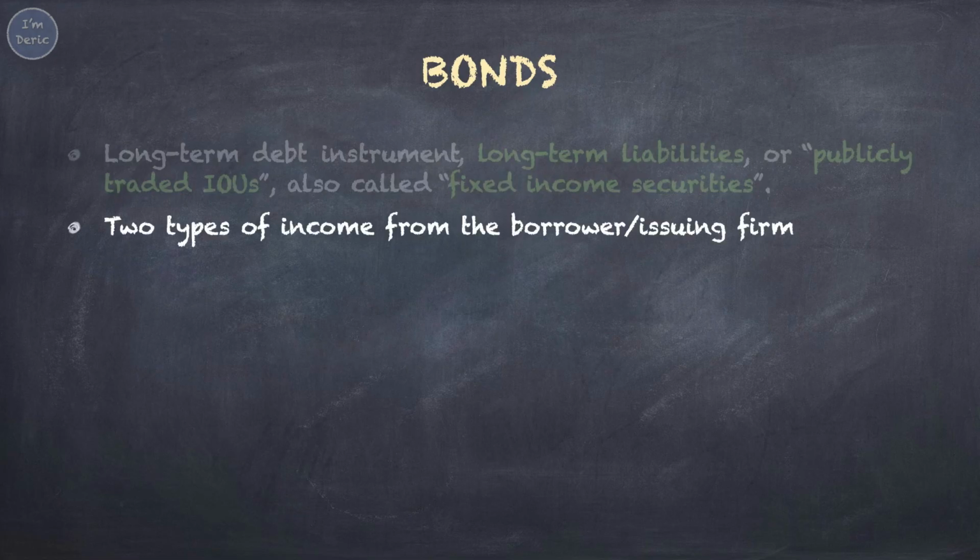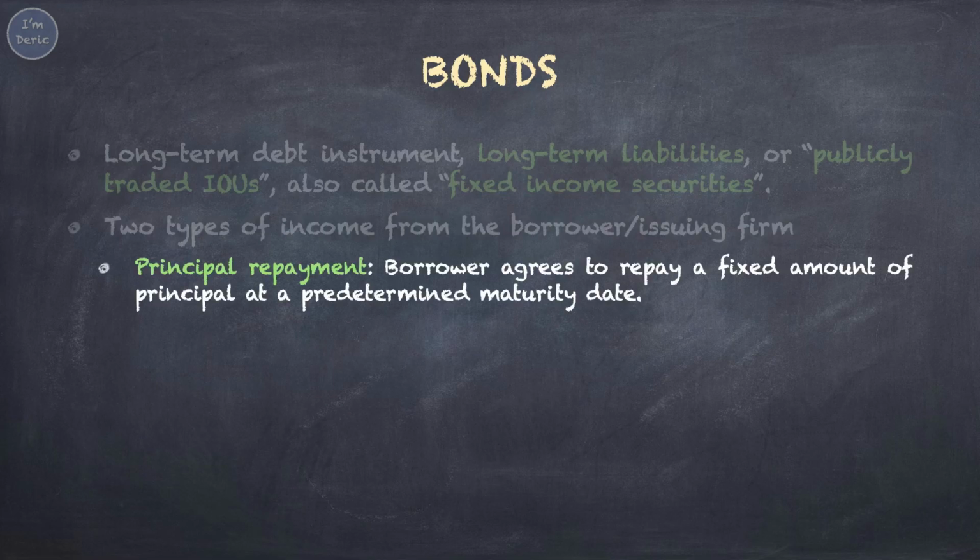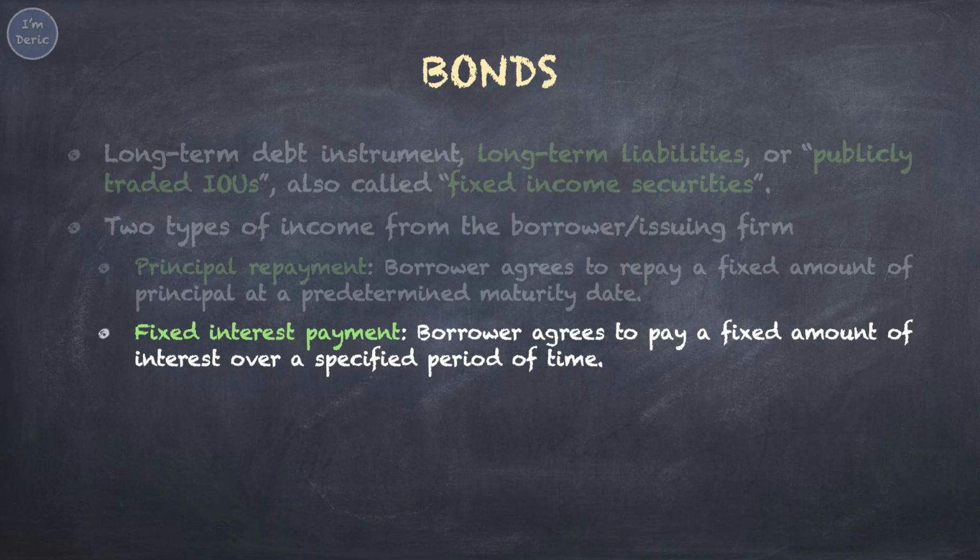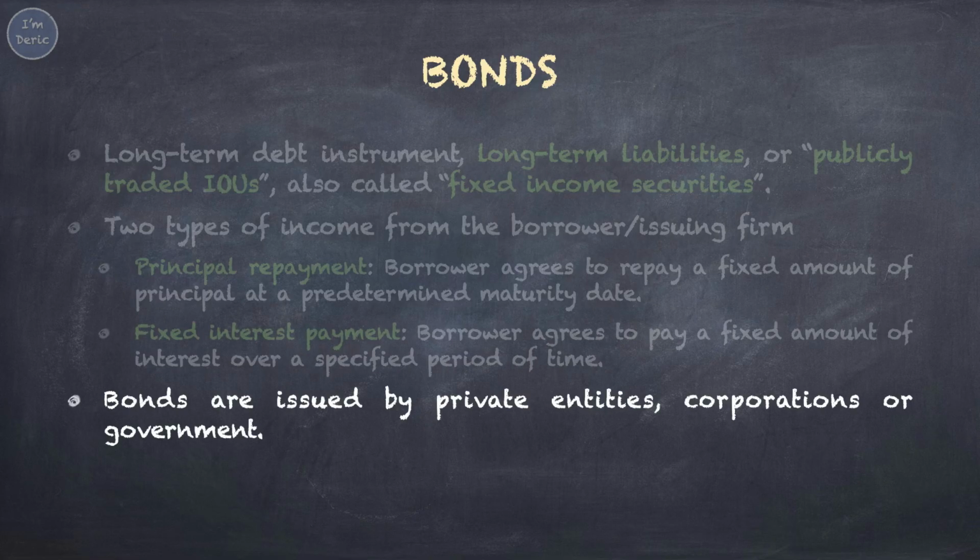For purchasing bonds, investors will receive two types of income from the borrower or the issuing firm. First, principal repayment. Borrower agrees to repay a fixed amount of principal at a predetermined maturity date. Second, fixed interest payment. Borrower agrees to pay a fixed amount of interest over a specified period of time. For most cases, bonds are issued by private entities, corporations, or government.